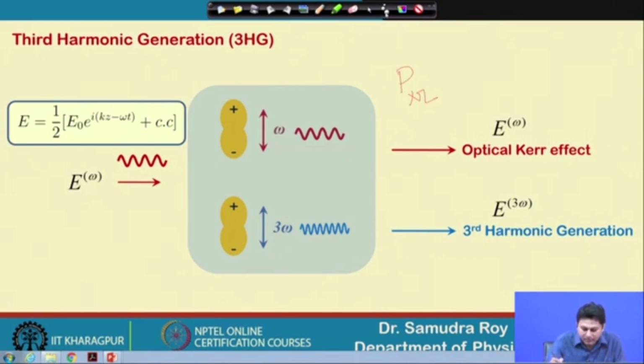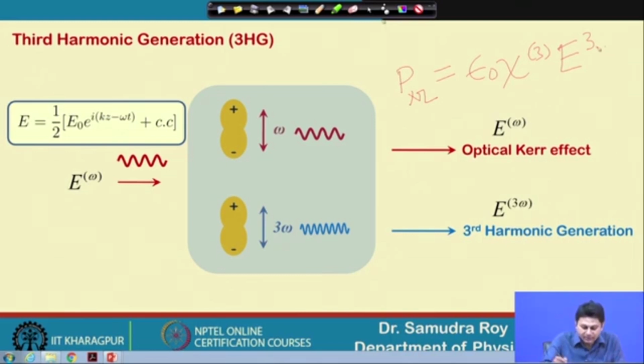P nonlinear is equal to epsilon 0 chi 3 and then E cubed. So, when it is E cubed, the electric field will be the total electric field, whatever electric field is launched will be cubed, and when it is cubed, then we know that there will be two different frequencies that can arise in the system. One is omega and another is 3 omega.